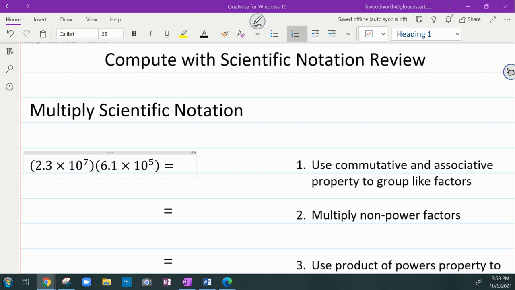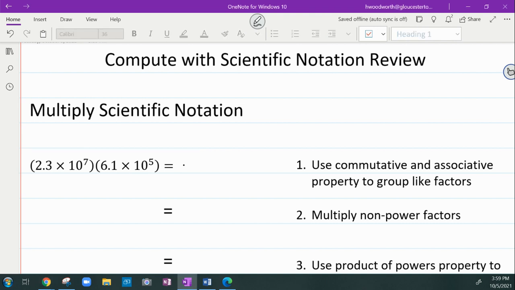So we're computing with scientific notation, and we're going to start with multiplication. Multiplication is so nice because we can use the commutative and associative properties to shift things around, so we can use things we know to help us simplify this problem. So let's check it out.